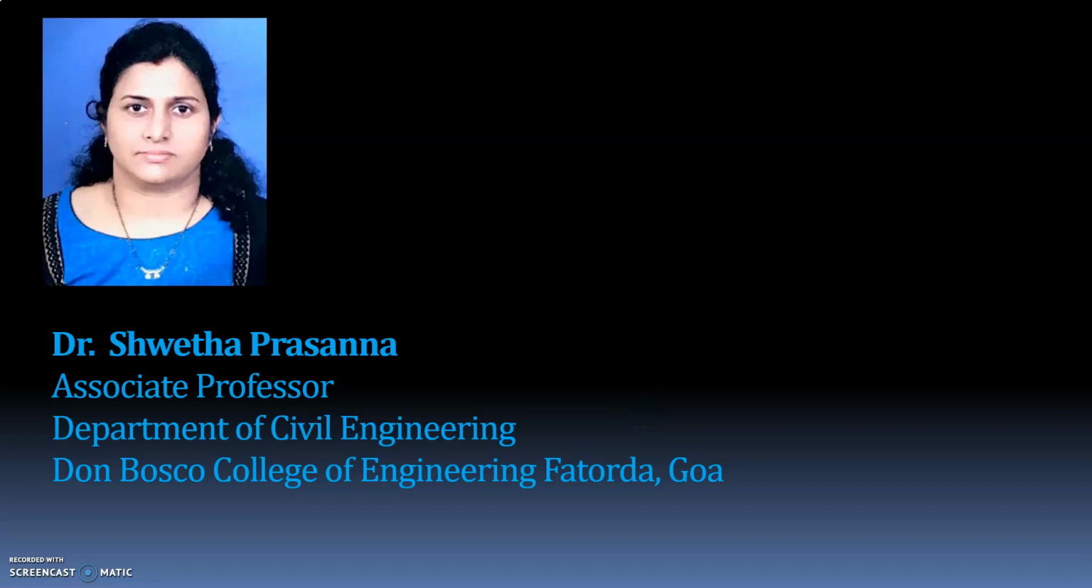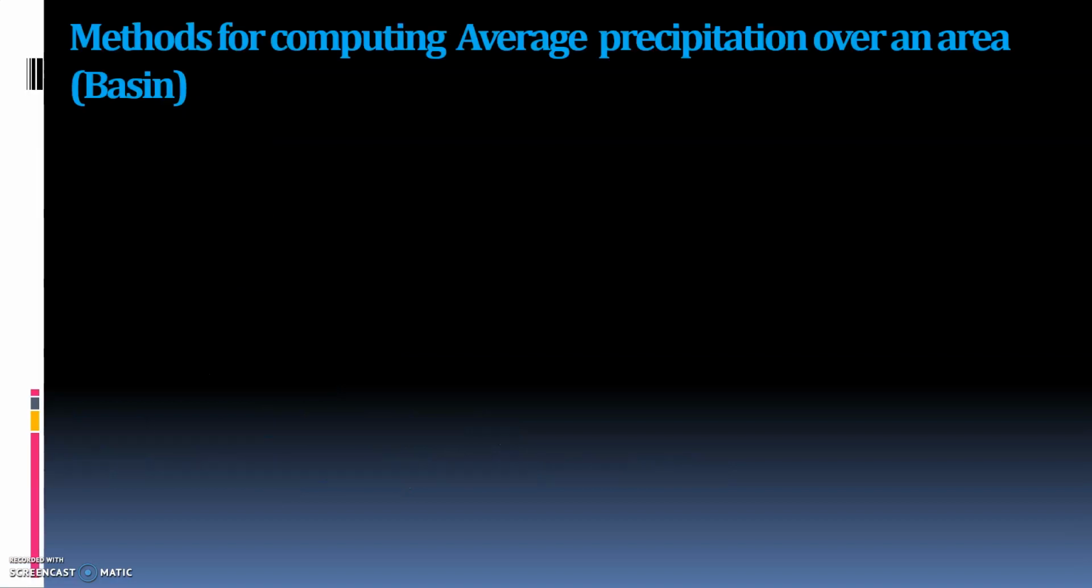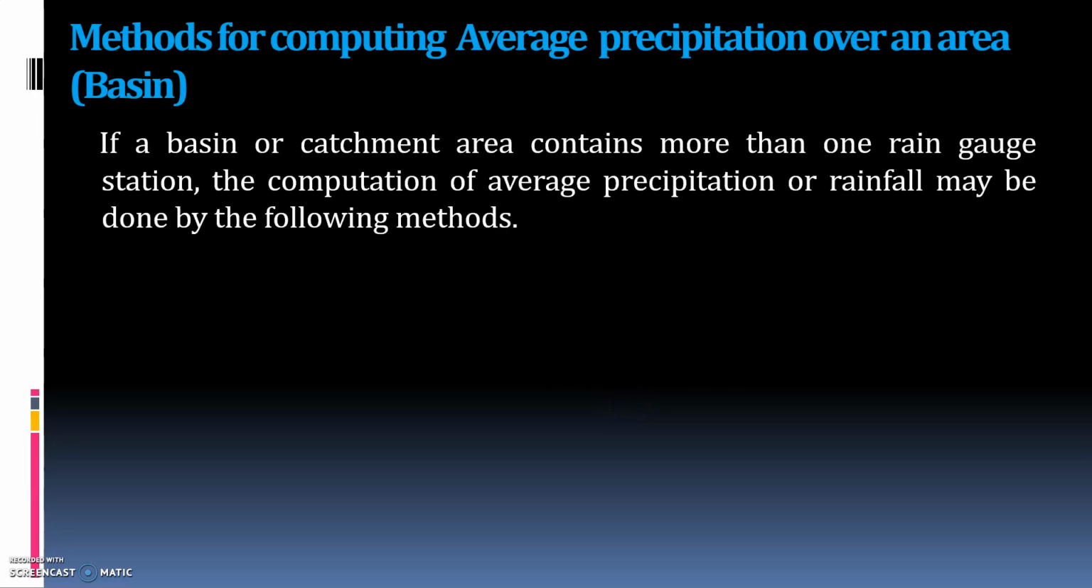Hello my dear students, today I will be discussing computation of average rainfall over a basin. In order to compute the average rainfall over a basin or catchment area, the rainfall is measured at a number of rain gauge stations suitably located in the area.